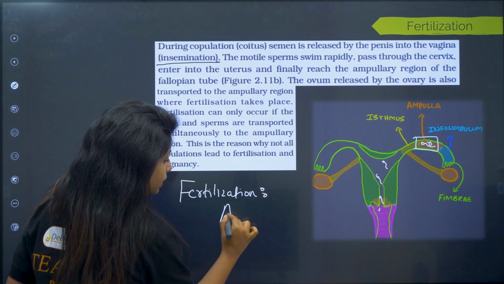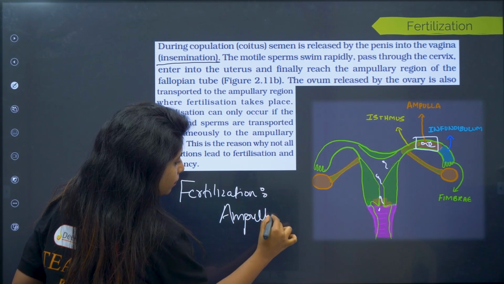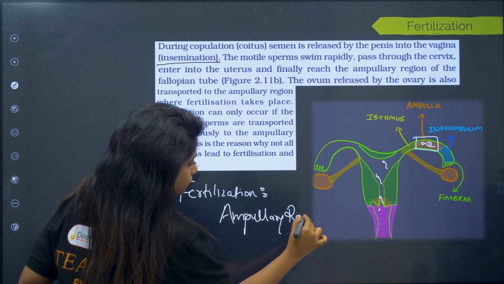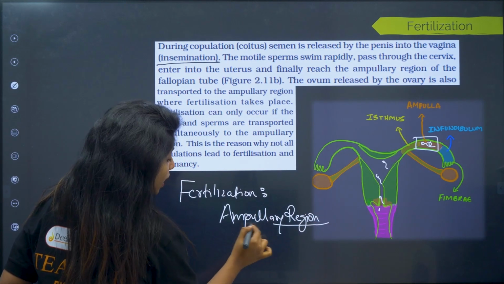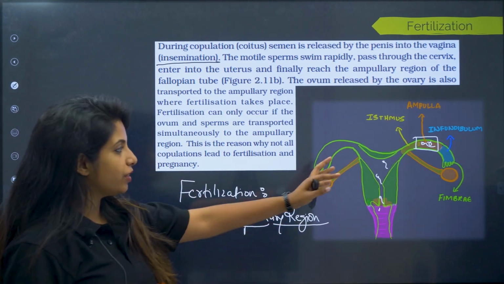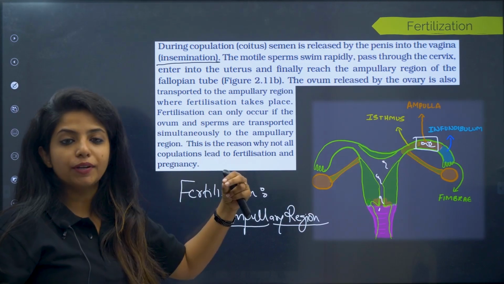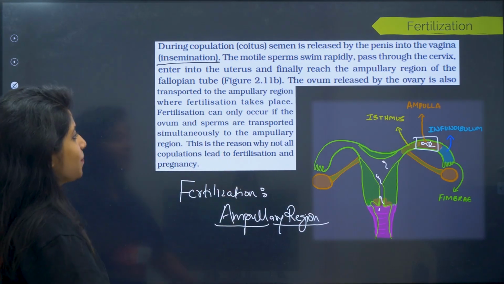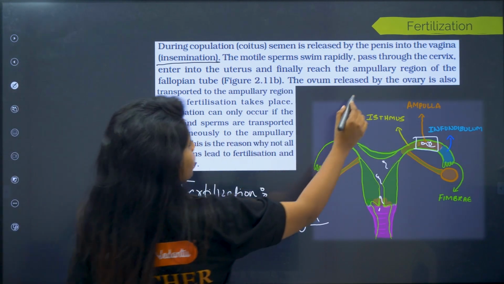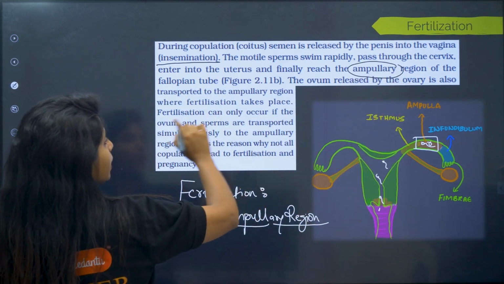Fertilization takes place in the ampullary region. Fine. So when I used to study, it was the ampullary-isthmic region. Now they have made changes in the NCERT. It's just ampullary. So please go with ampullary. Okay. That is very much important. Now, the ovum released by that also we run.